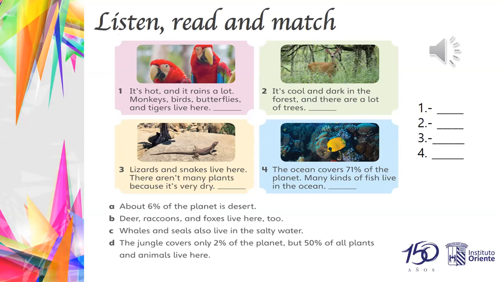1. It's hot and it rains a lot. Monkeys, birds, butterflies, and tigers live here. The jungle covers only 2% of the planet, but 50% of all plants and animals live here. 2. It's cool and dark in the forest, and there are a lot of trees. Deer, raccoons, and foxes live here too. 3. Lizards and snakes live here. There aren't many plants because it's very dry. About 6% of the planet is desert. 4. The ocean covers 71% of the planet. Many kinds of fish live in the ocean. Whales and seals also live in the salty water.